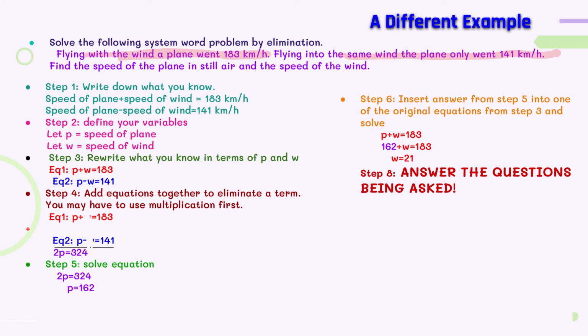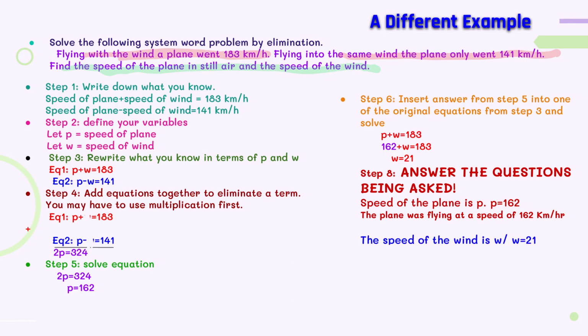Then step 8, answer the question being asked. So the question being asked is find the speed of the plane in still air and the speed of the wind. So the speed of the plane is P. P equals 162. The plane was flying at a speed of 162 kilometers per hour. Make sure you use the units. This question gave you units, you use the units. The speed of the wind is W. W equals 21. The wind speed was 21 kilometers per hour.